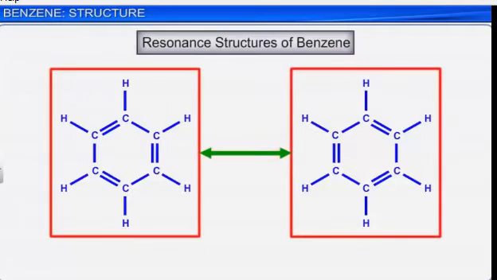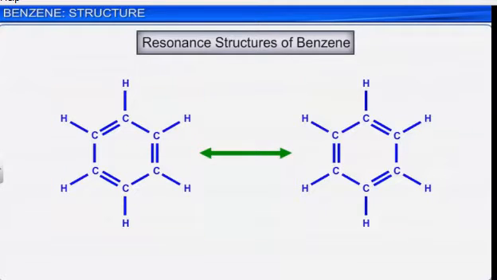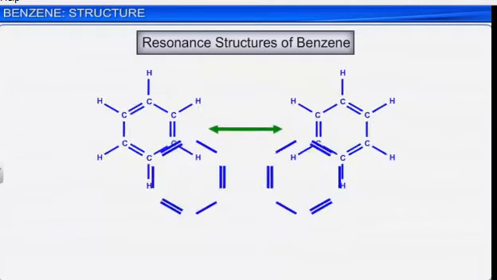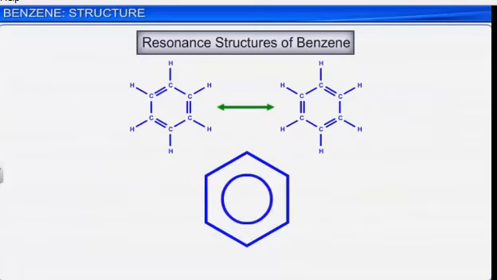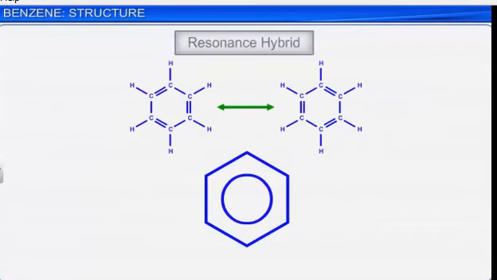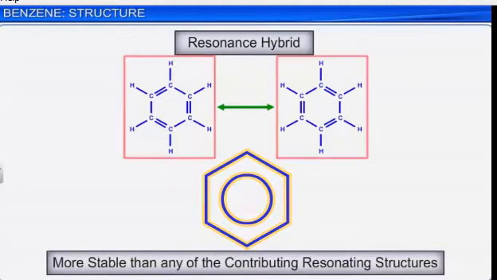These are the resonance structures, or canonical structures of benzene. The actual structure of benzene is a hybrid of these two resonance structures. It is called a resonance hybrid. This resonance hybrid is more stable than any of the contributing resonating structures.